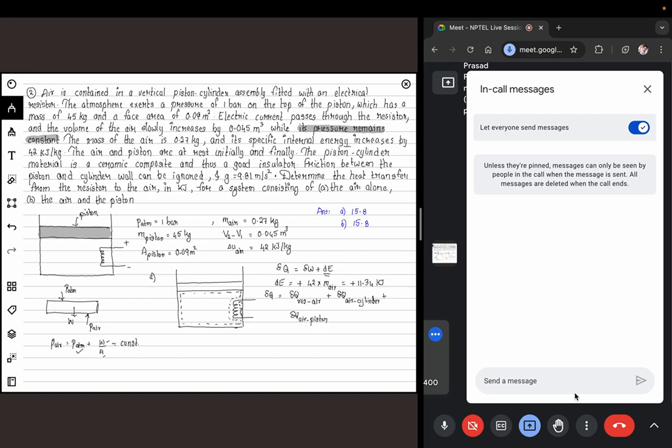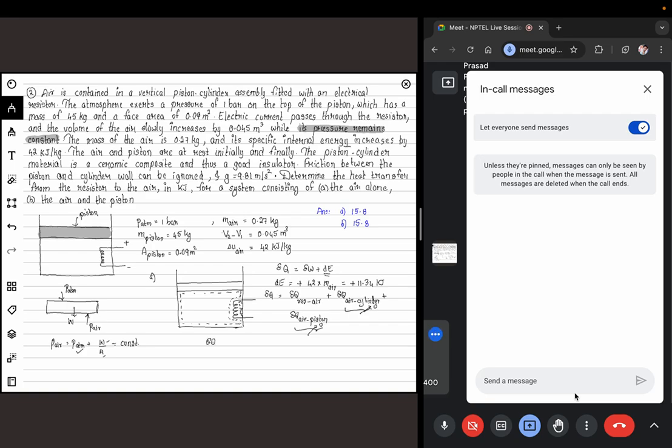Like we have already discussed before, the piston and the cylinder are made of ceramic composite, so you can consider that as an insulator, so there would not be any heat interactions across them. So I am neglecting both of these, so you will consider this to be 0, and air to piston also I am considering 0. So my entire heat transfer is only happening because of the resistor and the heater. The question also asks you to determine the heat transfer from the resistor to the air. So this is what I am getting.